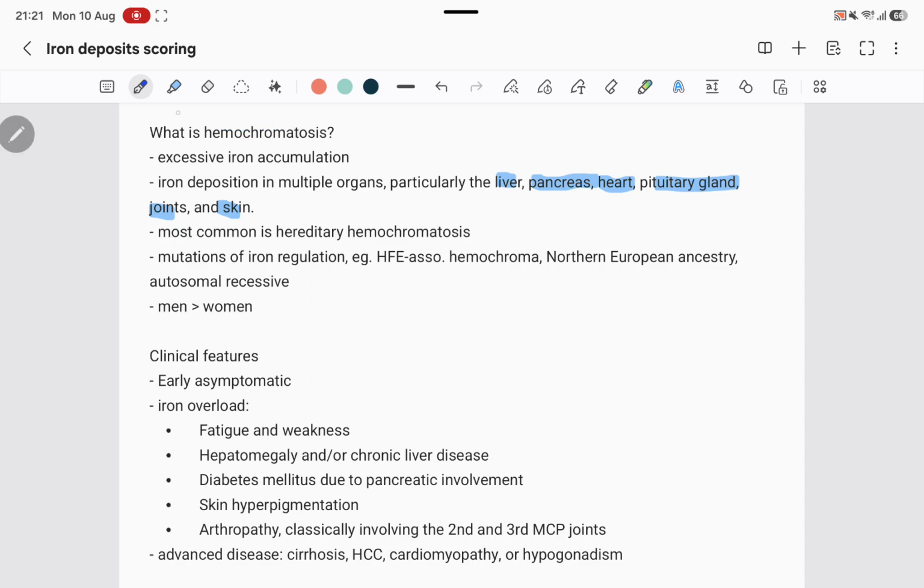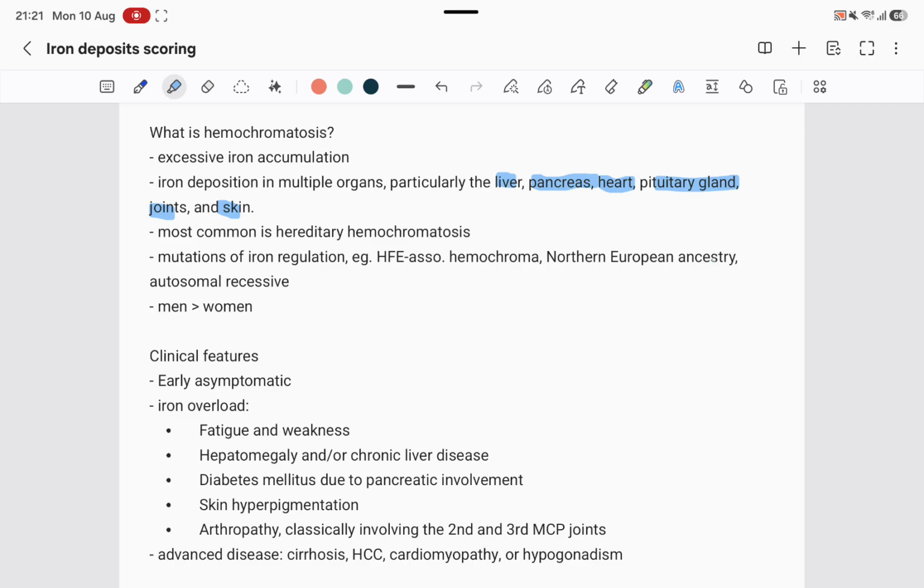The most common hemochromatosis is due to hereditary hemochromatosis. So it's not sporadic; most commonly it is hereditary. The mutation that is important to remember is HFE. You can remember it as Fe for iron. I'm not sure what the H stands for exactly, but it's called HFE-associated hemochromatosis. I've shortened it here.